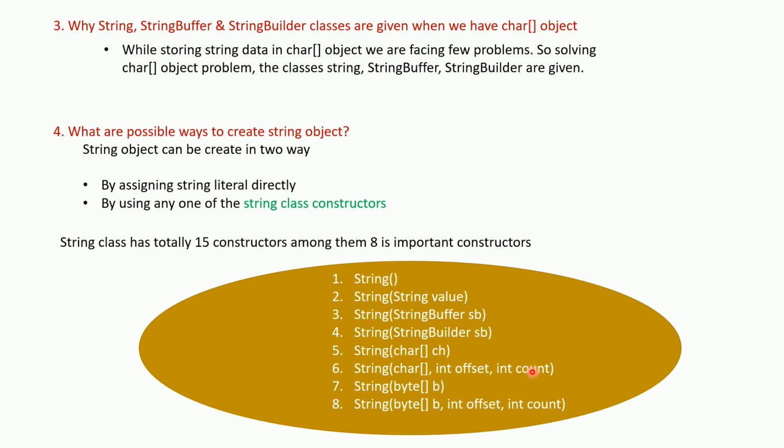If you see here, String with a byte array: we can pass the byte array. String with byte array, offset, count. Through this way we can create the object, right? Next, about these 8 constructors, we will write the program and check what is happening in the next video. Thank you for watching the video.